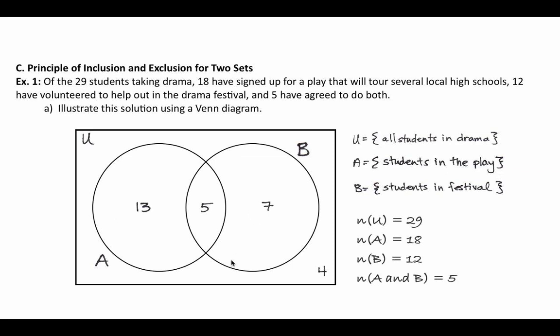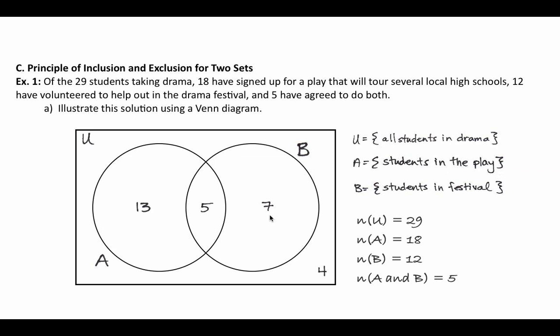So when we put all of this together, we say, okay, how many students do we have represented here? Well, we've got 13, plus 5, plus 7. And so 25. There's 25 students standing in the hula hoops. Well, there's 29 students in drama. So there must be some people standing outside the hula hoops that are still in drama.